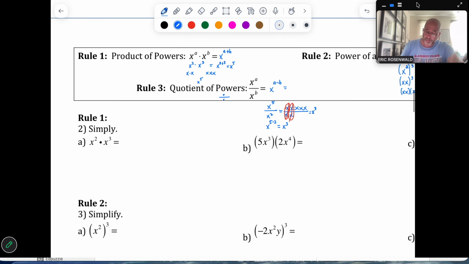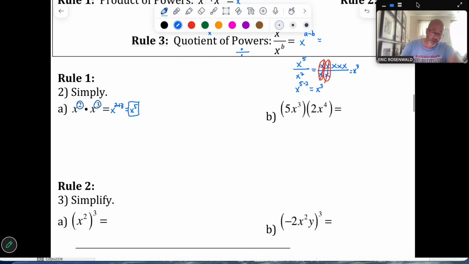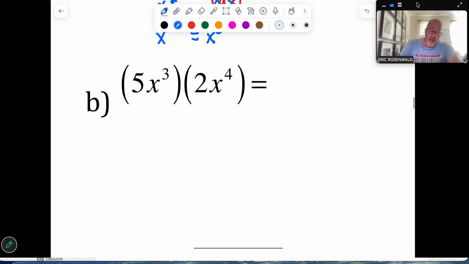All right, so let's go ahead and simplify. Rule number 1. Okay, so we're going to take the 2 and the 3. When there's multiplication, we're just going to add these together. We get x to the 5th. Okay. For the next one here, and if you're not sure, until you're comfortable with the rules, feel free to write things out if you're just not used to them yet. This first one right here, this answer should be 10 times x to the 7th.